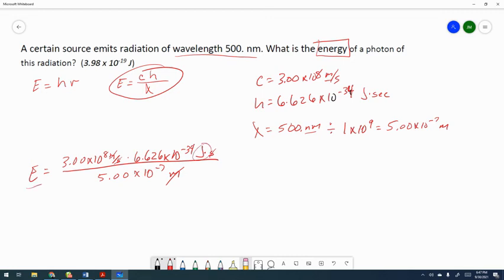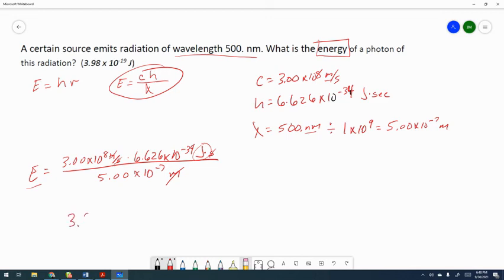So stick that into our calculator: 3 times 10 to the 8th times 6.626 times 10 to the negative 34th, divided by 5 times 10 to the negative seventh. I really highly suggest you just stick it all in your calculator at one time, instead of writing down one number and then putting another number in. Learn to use the parentheses and such. If you want any help on learning how to use your calculator, come talk to me. I'd be more than happy to help you with that.